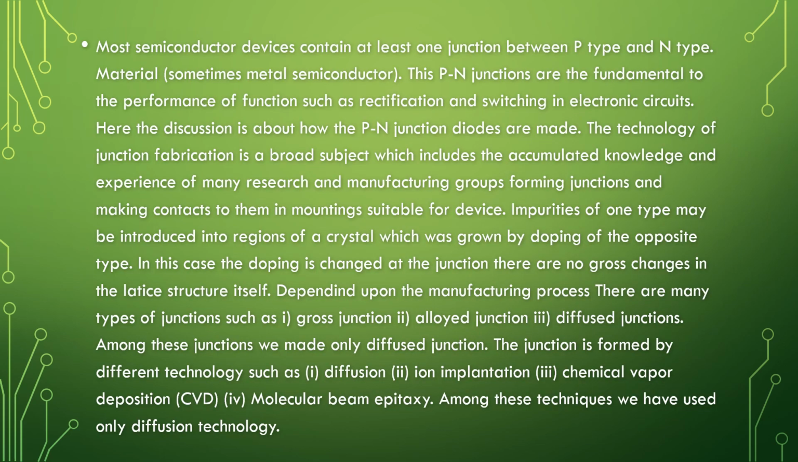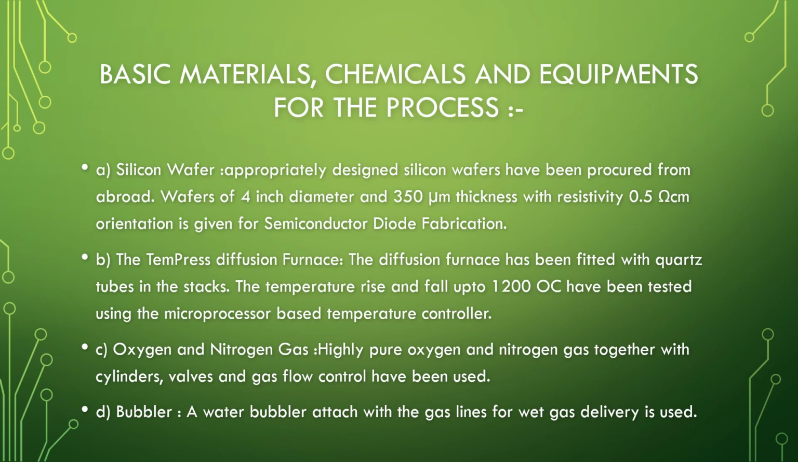Most semiconductor devices contain at least one junction between p-type and n-type material. These p-n junctions are fundamental to the performance of a function, such as rectification and switching in electronic circuit. Here, the discussion is about how the p-n junction diodes are made. The technology of junction fabrication is a broad subject which includes the accumulated knowledge and experience of many research and manufacturing groups forming junctions and making contacts to them in mounting suitable for device.